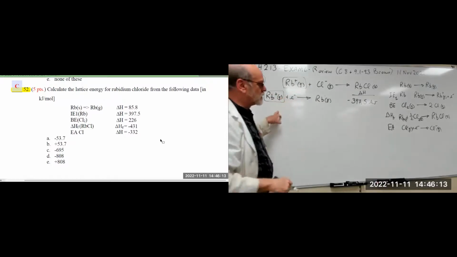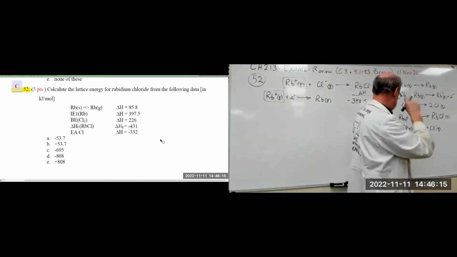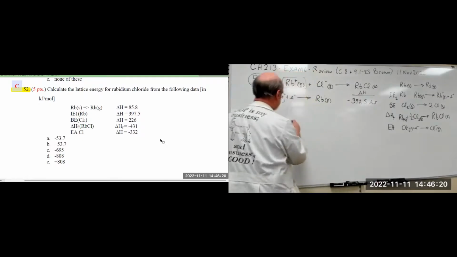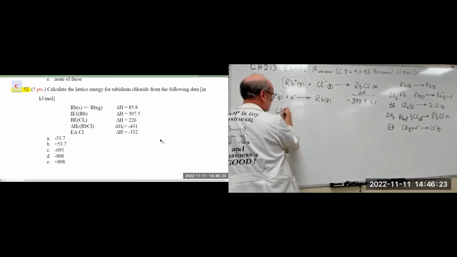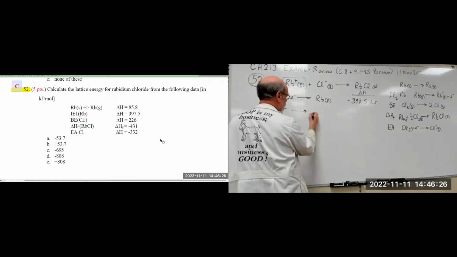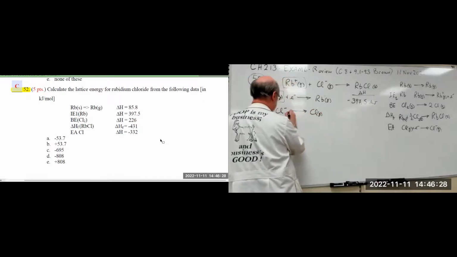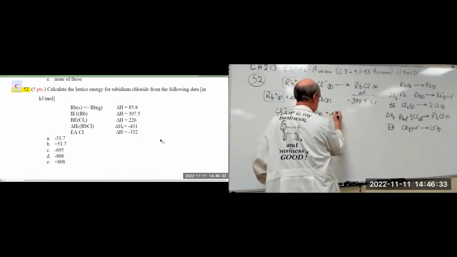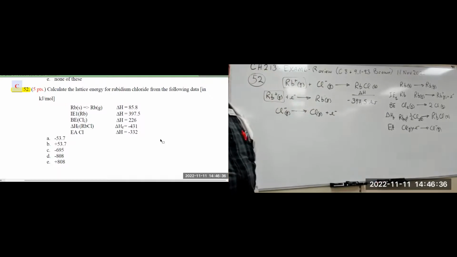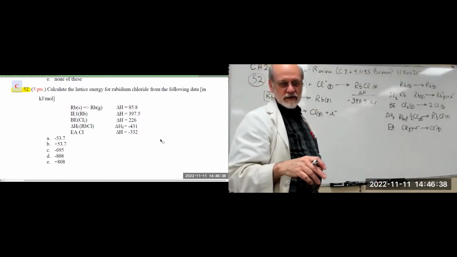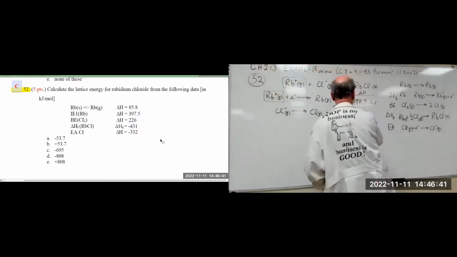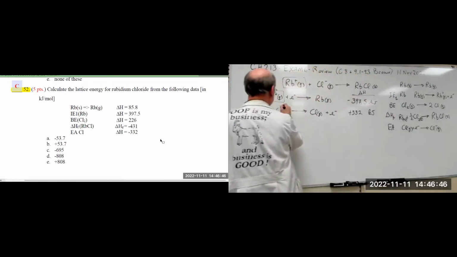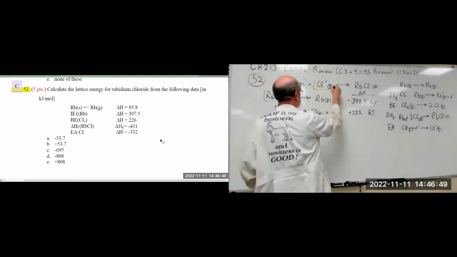Okay, how about the chloride? Where's the chloride? Chloride's here, in the electron affinity. It's on the wrong side, so we have to write chloride yields chlorine gas plus an electron. Now we flipped that one, which means we need plus 332 kilojoules. Okay, we got this one and this one done.